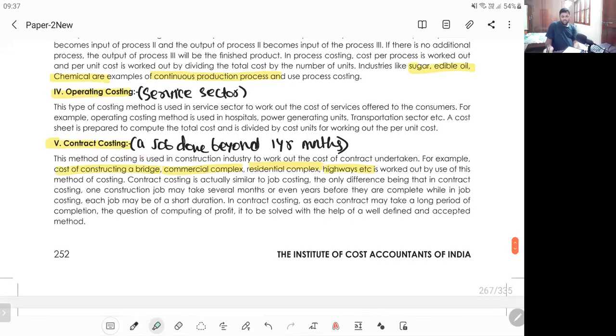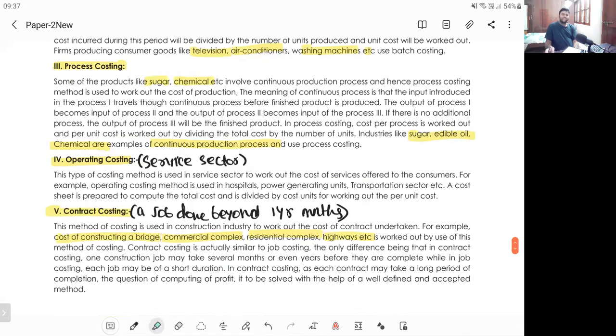Next, operating costing. Operating costing is nothing but, in the case of the service sector, you don't have goods, right? You have services. So there you must apply a different procedure to find out the cost. The cost method applied to find the cost of the service sector is called operating costing. In CMA Inter, again you have a chapter called operating costing, where we will learn how to calculate the cost incurred by service sectors.